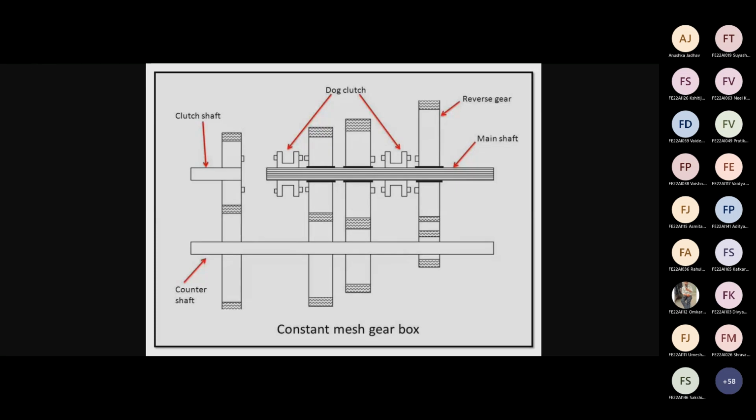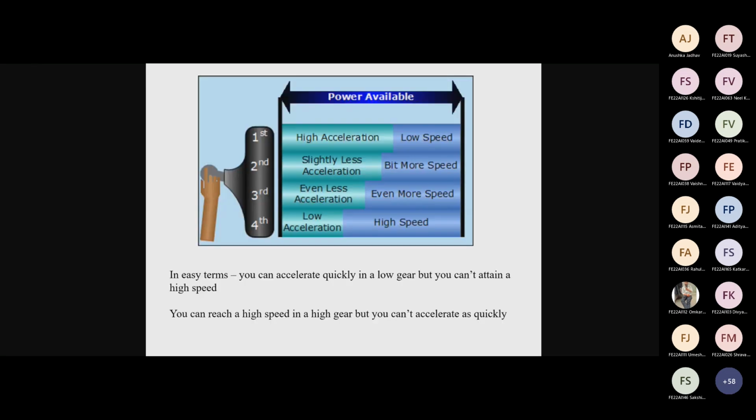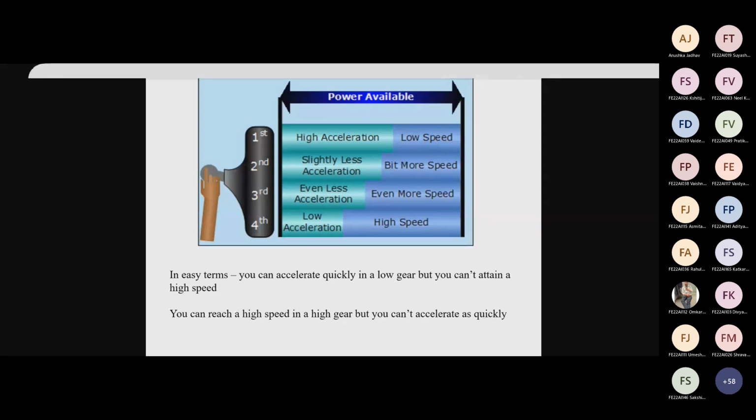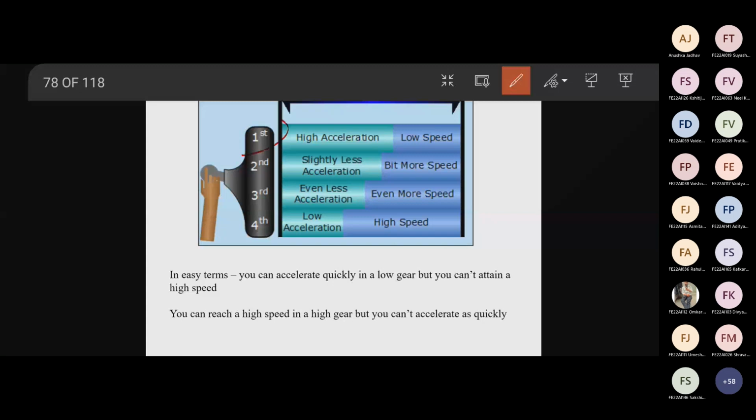Yes. Now next, you can see your first gear, second gear, third gear, and fourth gear. Right? On first gear, engine acceleration is high, but speed is low. Output speed is low. In second gear, acceleration slightly less and speed is slightly more. In third gear, even less acceleration and output speed is more. And in fourth gear, low acceleration, high speed. Right? That is how speed is varying in the gearbox.